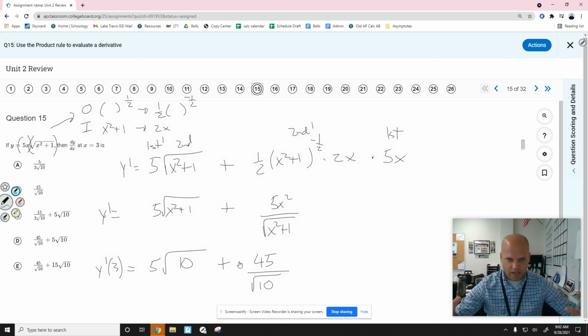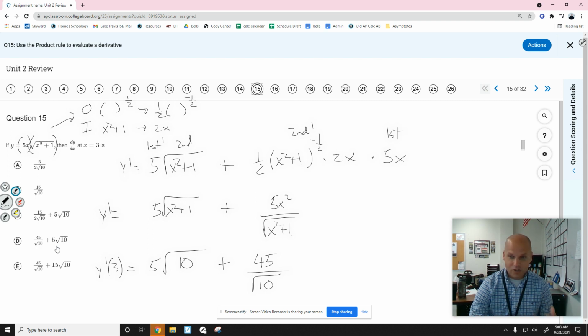Okay, great example. I got an answer. I feel good about my answer. I look at my answer choices. I hope that I see one. Oh, okay, hold on a second. 45 over root 10 plus 5 root 10. Oh, feel good. Feel good that it's like, oh, there's the answer right there.